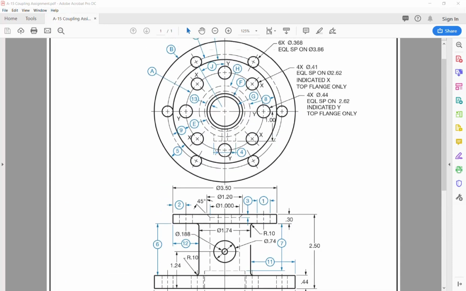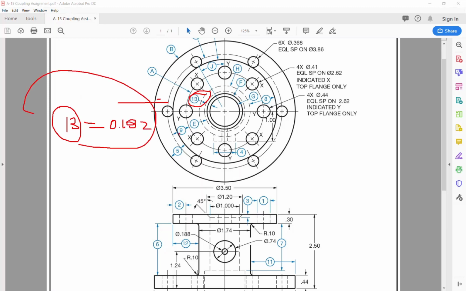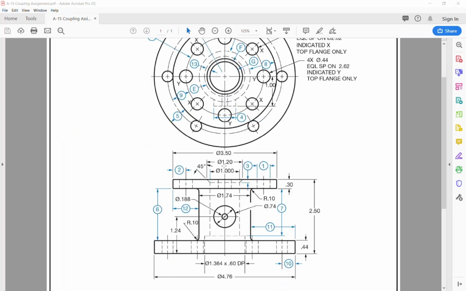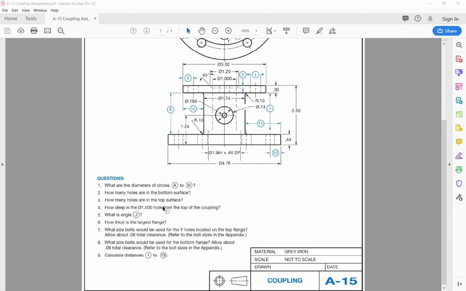And then the last one, number 13, where is that one? 13, I will leave that to you, but the answer to 13, I'll just write this down, 13 is equal to 0.182.